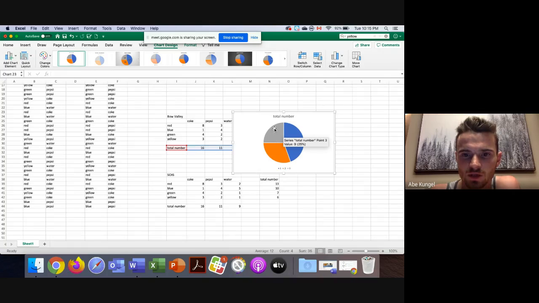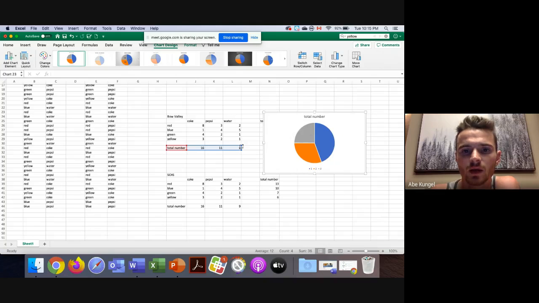So I can see this gray chunk right here. That is my 9. And my 11 will correspond to this orange chunk. 16 is this blue chunk. So I can see about a quarter of students, their favorite drink is water.